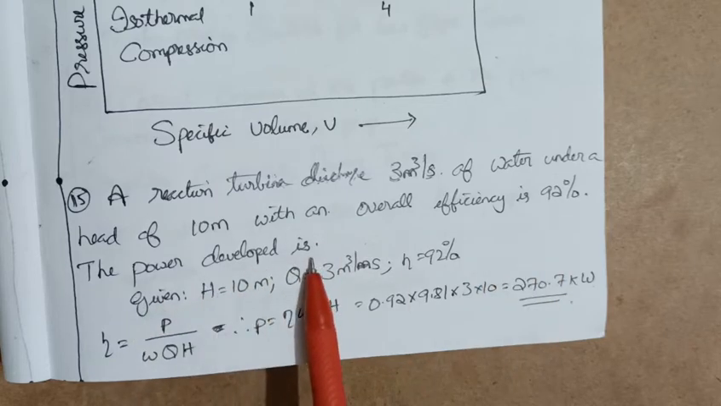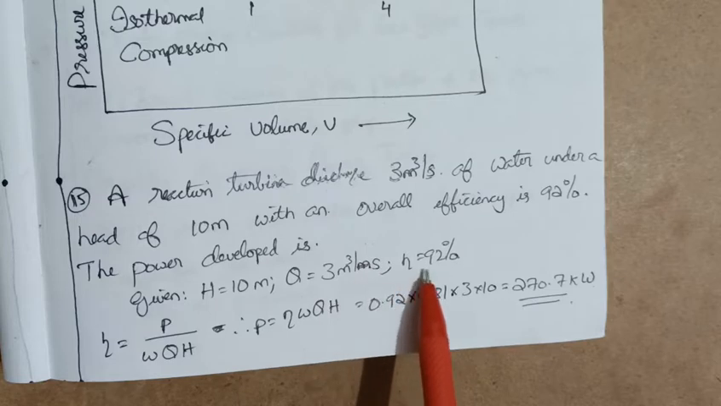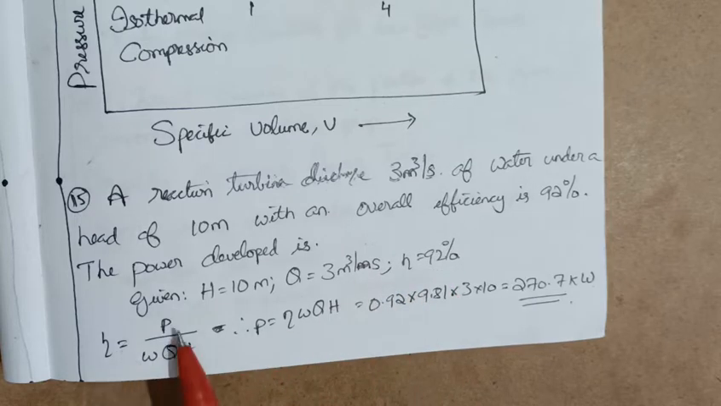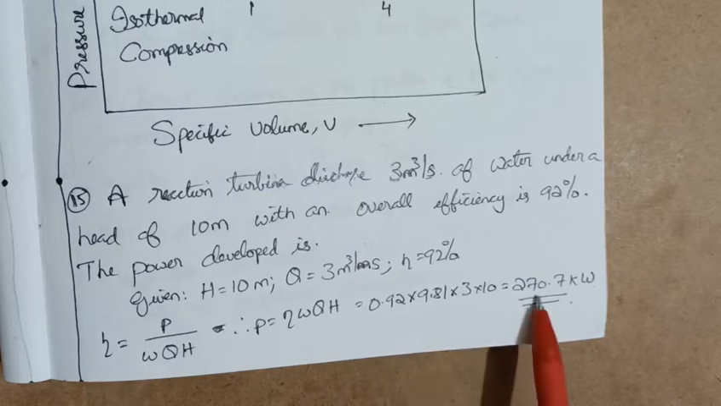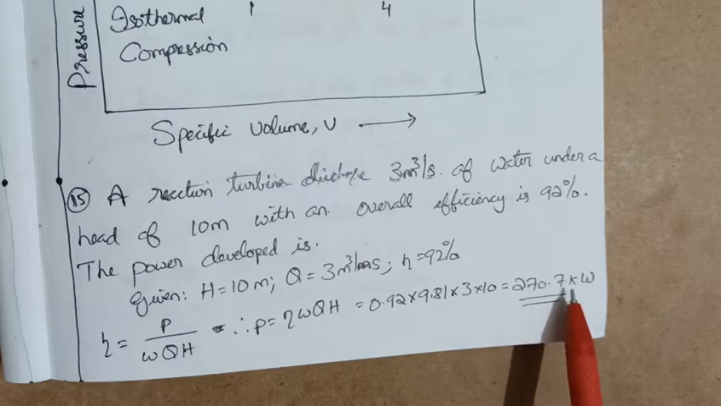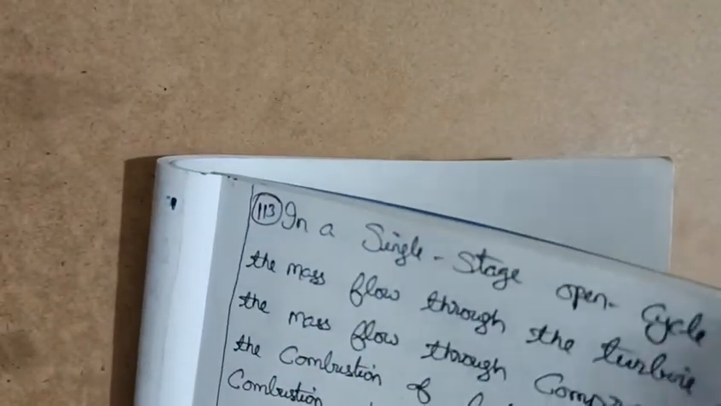The power developed is given. H is 10 meters, Q is 3 meter cube per second, efficiency is 92%. So efficiency equal to P by WQH. So we need P is equal to efficiency into W into QH. So we'll get 270.7 kilowatts. Okay, so small problems you'll get. Practice these type of problems. It will be asked for 2 marks.